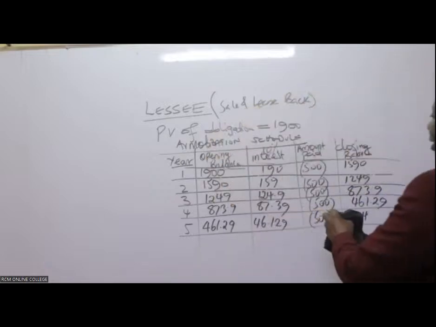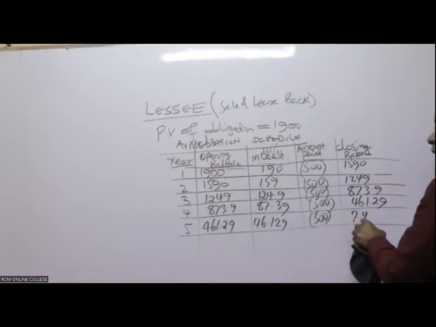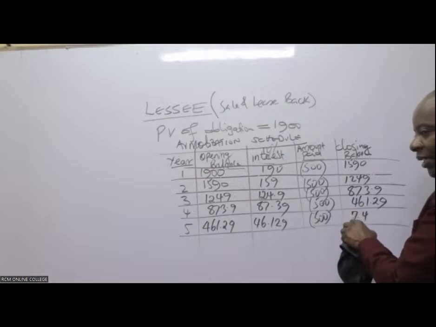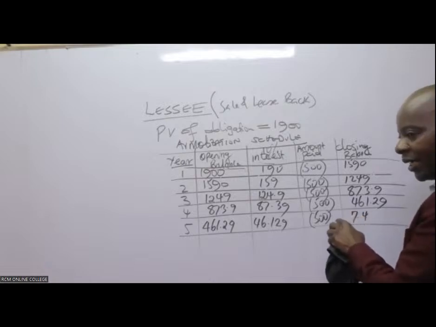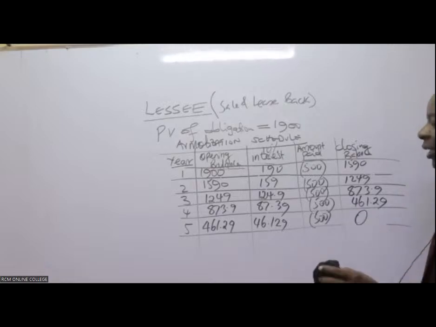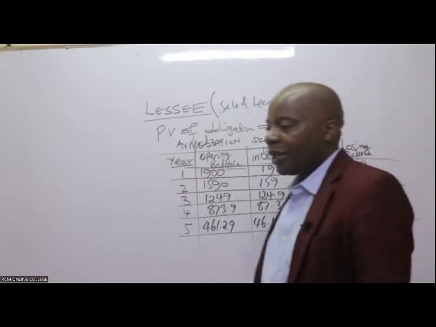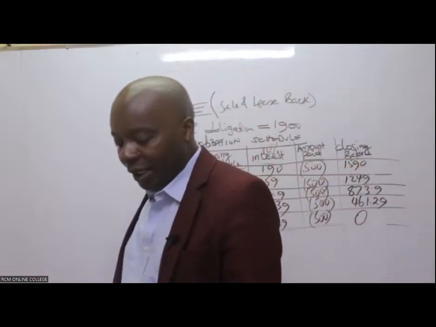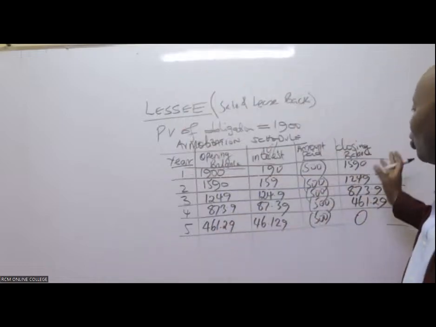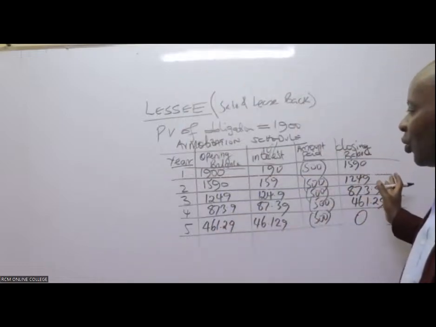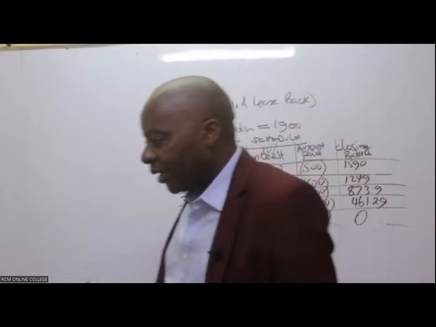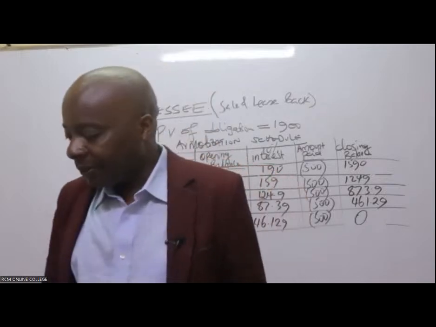At the end of the year, I hope this is the last year. Year 5 is the last year, isn't it? Yes. If it's the last year, you must amortize it to 0. You simply write 0 there. There is no problem. These figures here are quite close to the real ones, so you leave it there at 0 exactly.